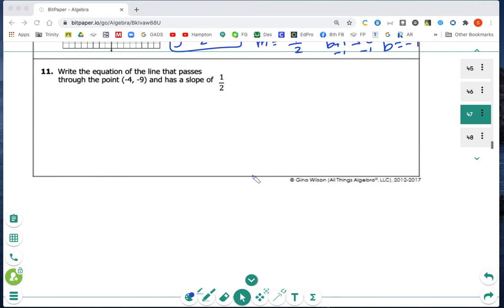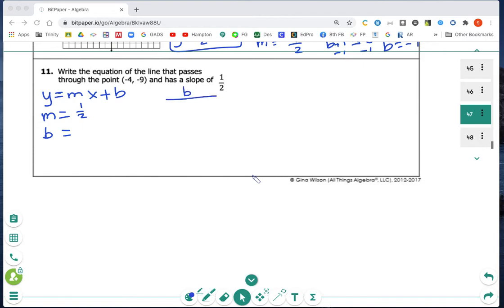All right, now we have: write the equation of the line that passes through point (-4, -9) and has a slope of 1/2. So, equation of the line, y equals mx plus b, m equals, b equals. My slope is 1/2. I need to find my b.